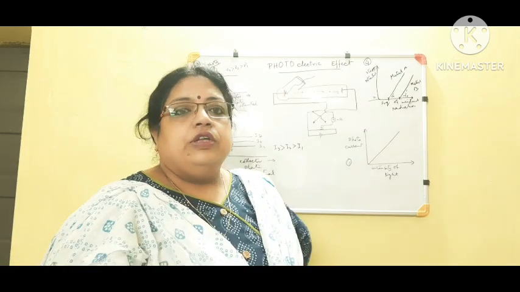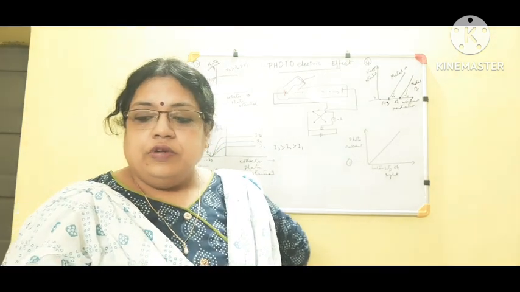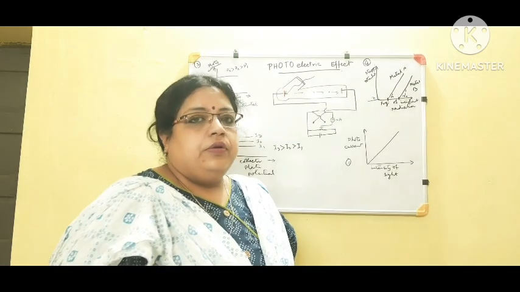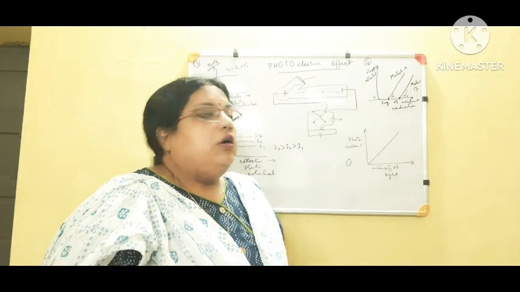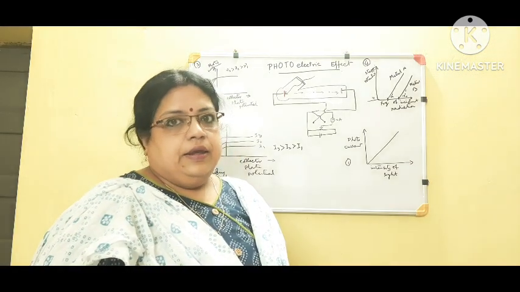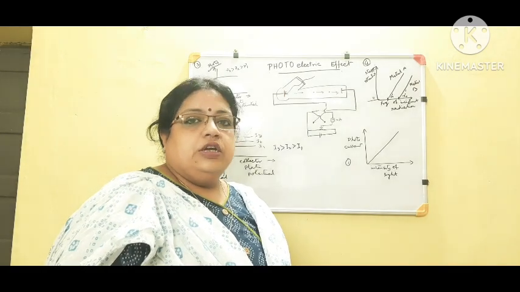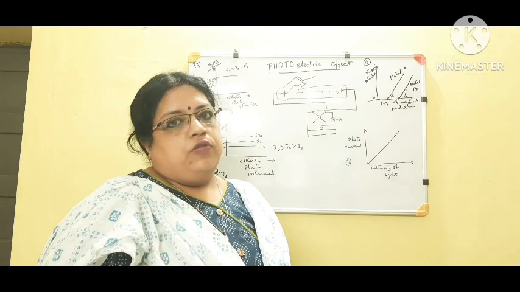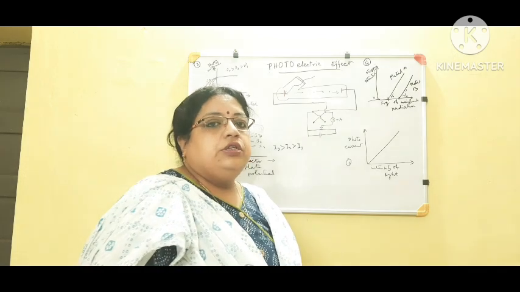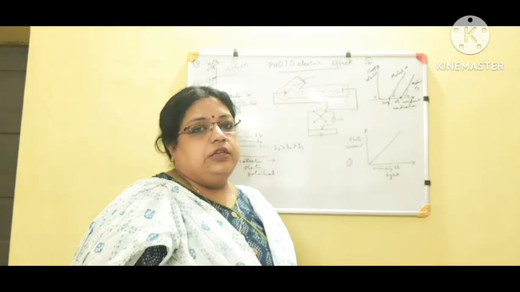Nu0 is called the threshold frequency for metal A, and nu0 prime is the threshold frequency or cutoff frequency of metal B. If the incident light has frequency less than nu0 for metal A, and we go on increasing the intensity of light, still there will be no photocurrent. So emission of photoelectrons depends completely on the frequency of the incident light.